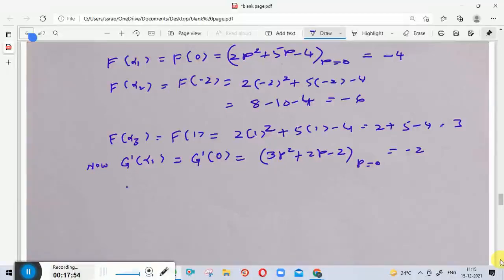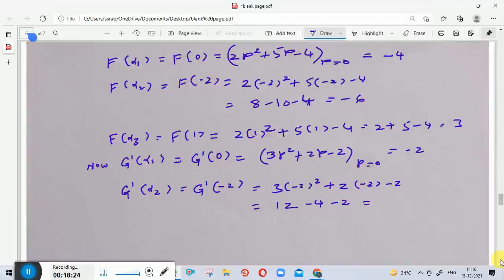Now g dash of alpha 2, that is g dash of minus 2. So 3 into minus 2 whole square plus 2 into minus 2 minus 2, that is 12 minus 4 minus 2. So 12 minus 6, that is 6. g dash of alpha 2 is 6.